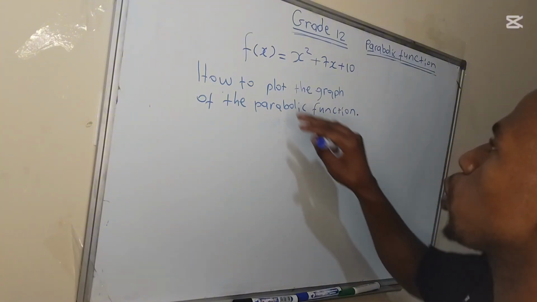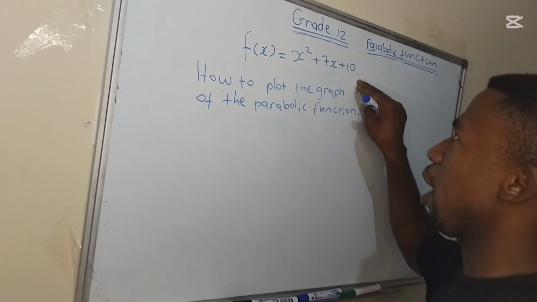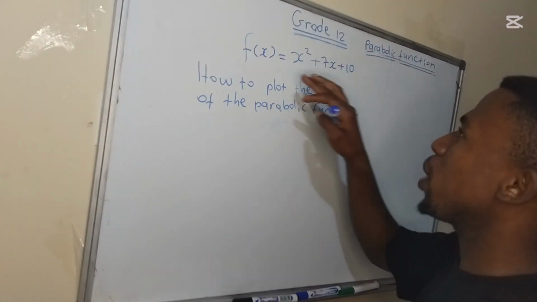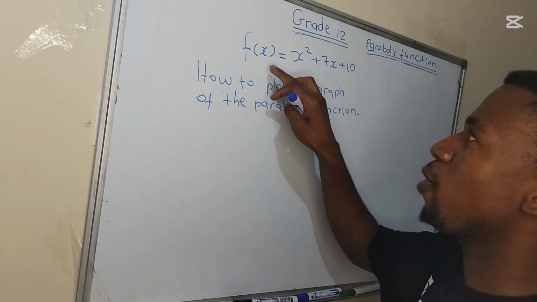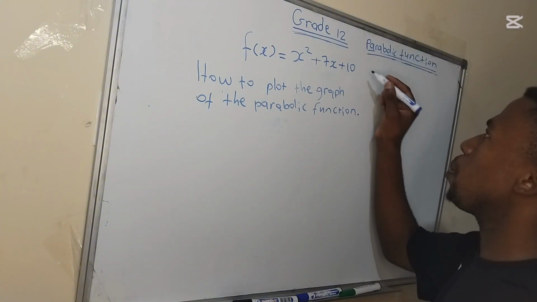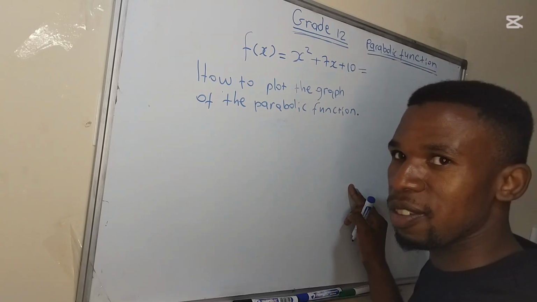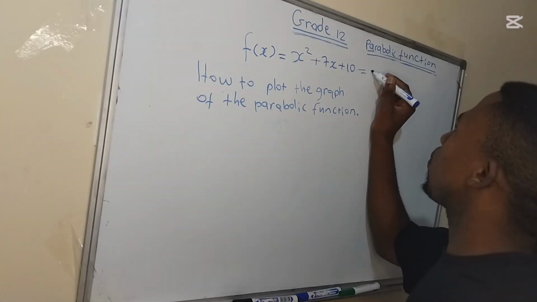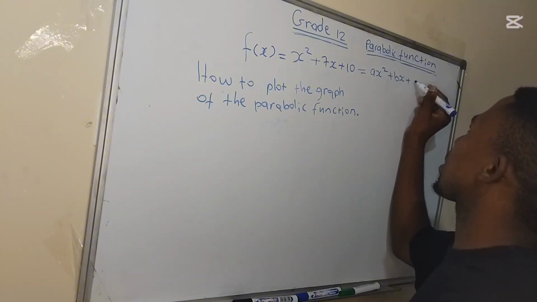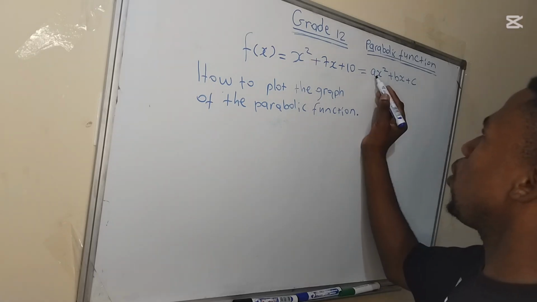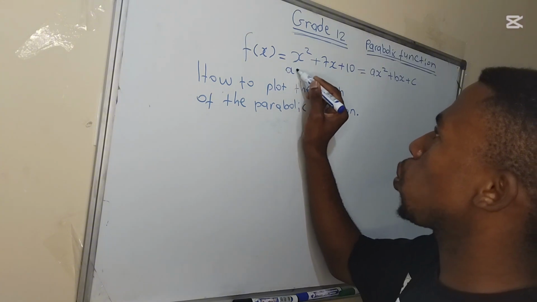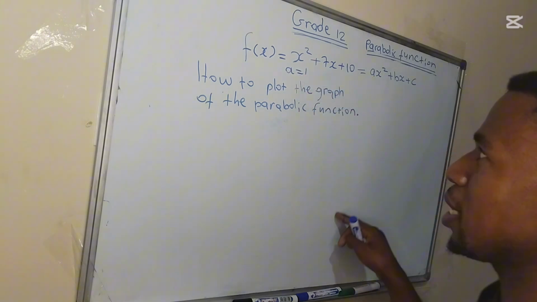In order for you to know how to draw the graph of this function, you need to know how to identify its properties. So we have our equation here, which is given in the form of f of x equal to x squared plus 7x plus 10. Now we are about to identify its properties. So we have ax squared plus bx plus c. The value of a corresponds with 1. The coefficient of x squared is equal to 1, so the value of a is equal to 1.